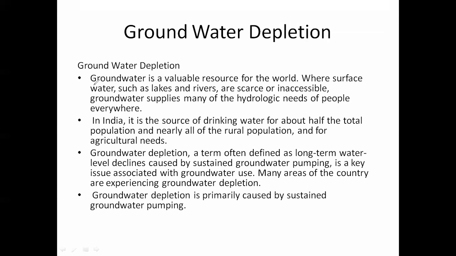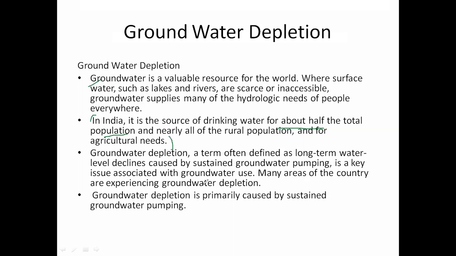So now we talk about India. You know it, right? In India, the source of drinking water for about half of the total population is groundwater. It means there is a scarcity of water in India, and nearly all the rural population and other agriculture needs are not being met.